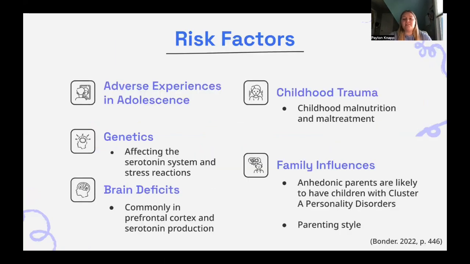Risk factors for personality disorders. If someone has experienced adverse experiences in adolescence, genetics is always a big one. And more specifically for personality disorders, it's affecting the serotonin system and stress reactions. Also, brain deficits, commonly in the prefrontal cortex and the serotonin production. Childhood trauma, like childhood malnutrition or maltreatment. And then, of course, family influences. Anhedonic parents are likely to have children with cluster A personality disorders. And the anhedonic means that both parents find it hard to find pleasure in activities. And then also parenting style.